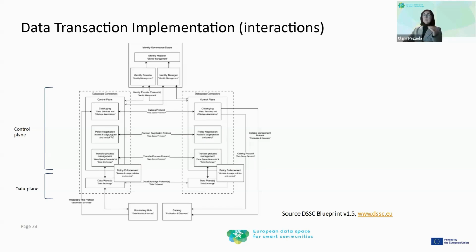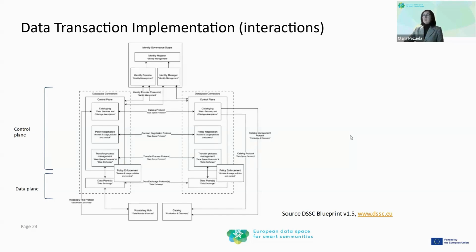The data product is in the catalog. The negotiation of the access to the data is already agreed, and the transfer mechanisms are already set up. And once all of this is agreed and in place, you can really move to the data plane, where the data exchange or sharing is happening in the end. So these are the two levels of the data transaction implementation in terms of interaction phases or stages.